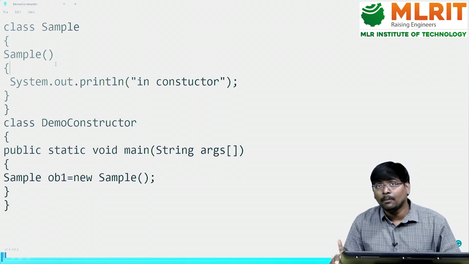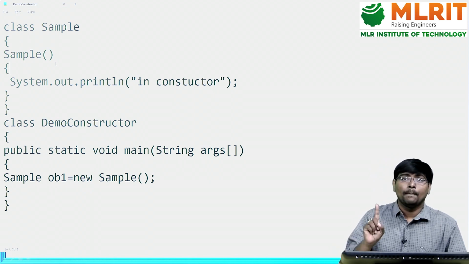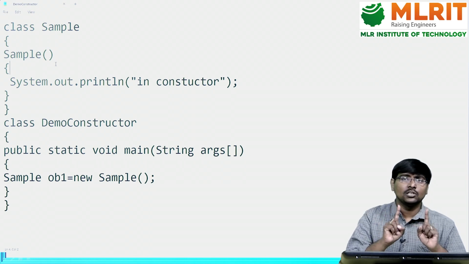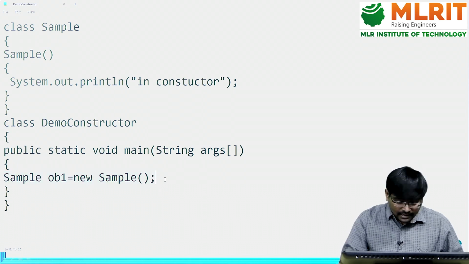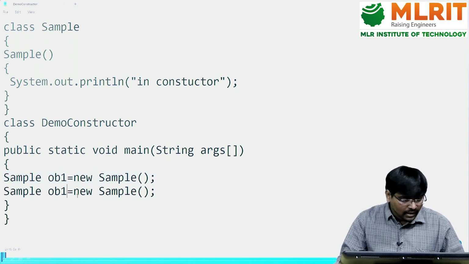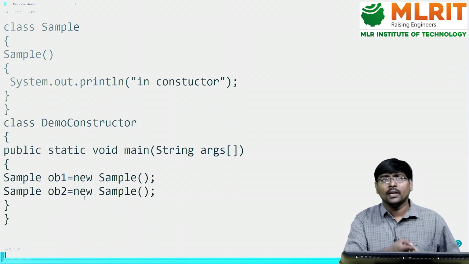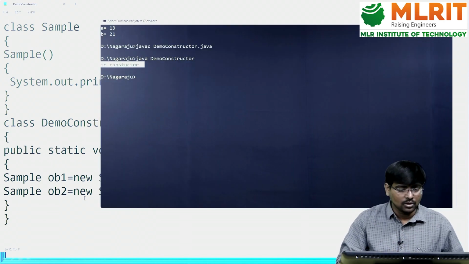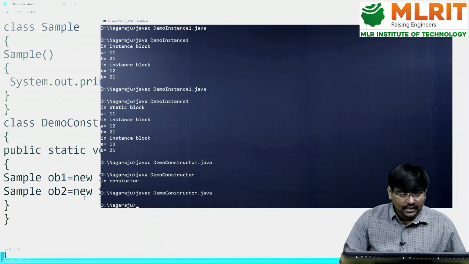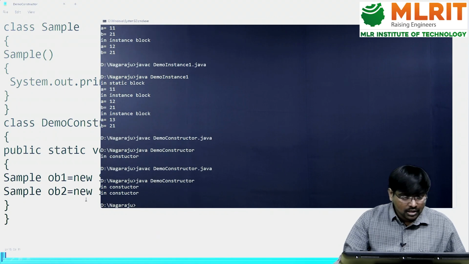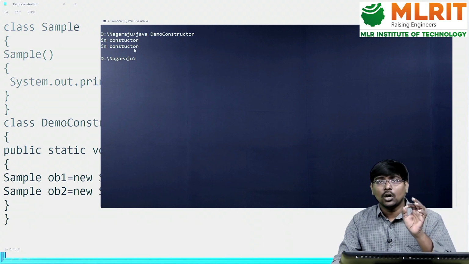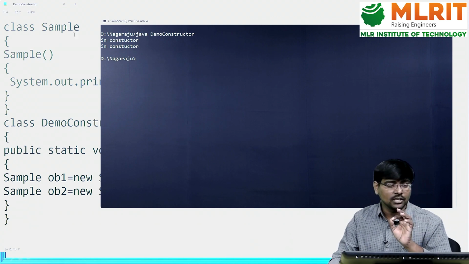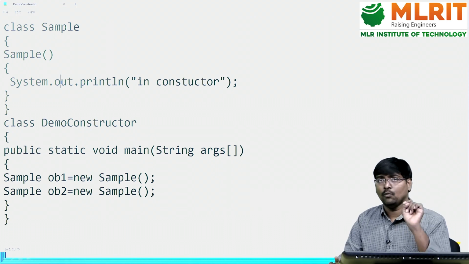Whenever an object is created, automatically this is executed. How many number of times? Remember, per one object, the constructor is executed only one time. Suppose you are creating an object one more time. For the second object, again the constructor is executed. See the output? In constructor. Per each object, constructor is executed only one time.